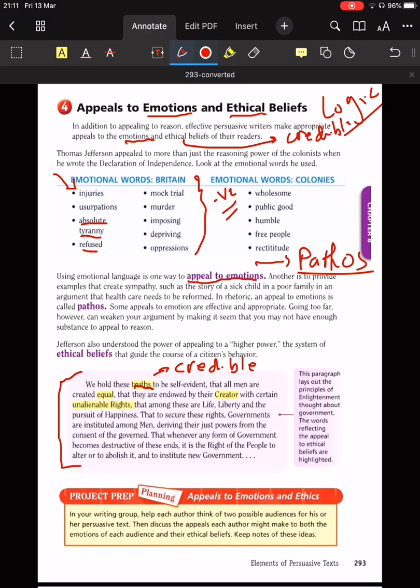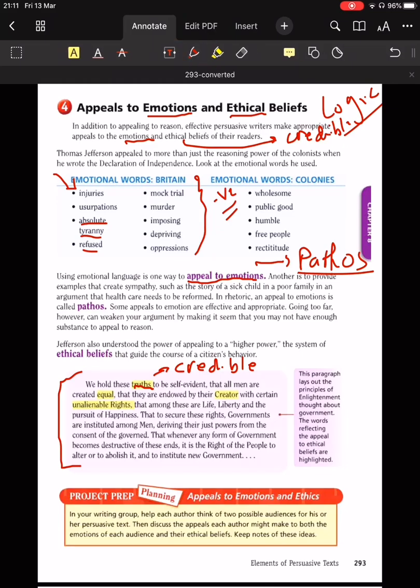Now, of course, employing logic alone is not always sufficient, while on the other hand, supporting your logical appeal with emotions and ethical beliefs helps you establish a foundation of understanding between you and your audience. And this is why we are asking you guys to try to employ at least two of these appeals.